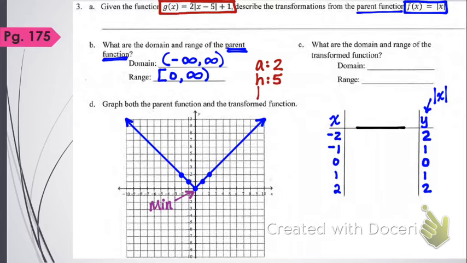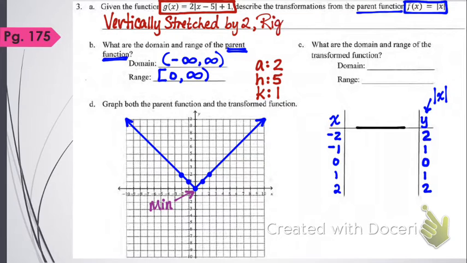H is positive 5 and k is 1. So what will that do to my graph? How would I describe it in words? Vertically stretched by 2, right 5. No, left by 5. Or no. Oh, I was looking directly. Yep, it is right by 5. Anything else? Oh, it goes up 1. So vertically stretched by 2, right 5, and up 1.